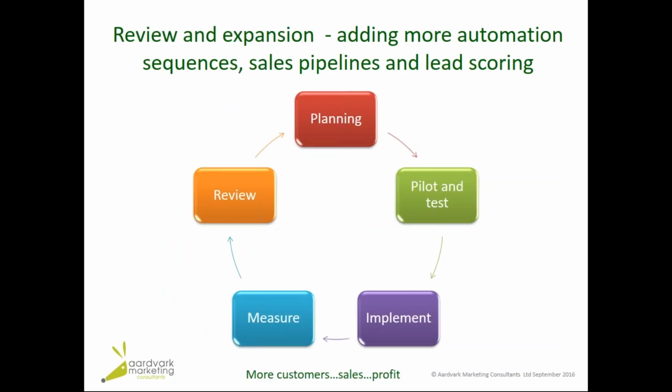And lastly, once you've done that, it's a plan, pilot, implement, measure, review cycle, which is just good practice in any management system. So you can start adding more sequences, more sales pipelines, and improve your lead scoring. It's always best to pilot and review one process at a time before adding others. It's less confusing and you can make sure that it's working well for you and your business.